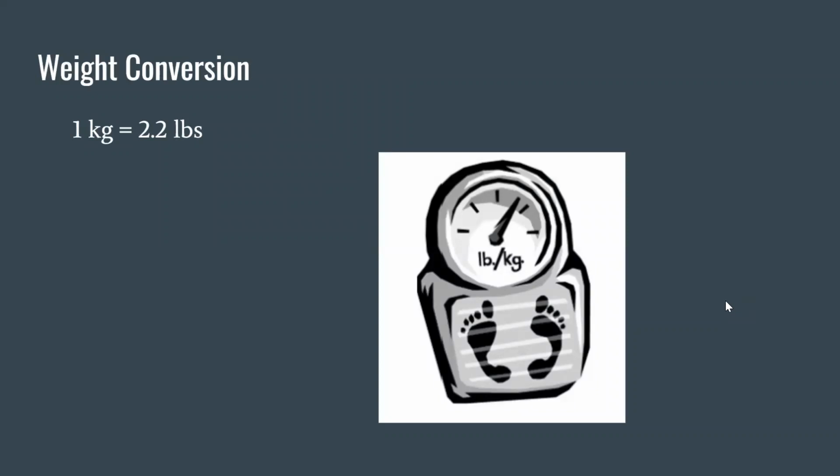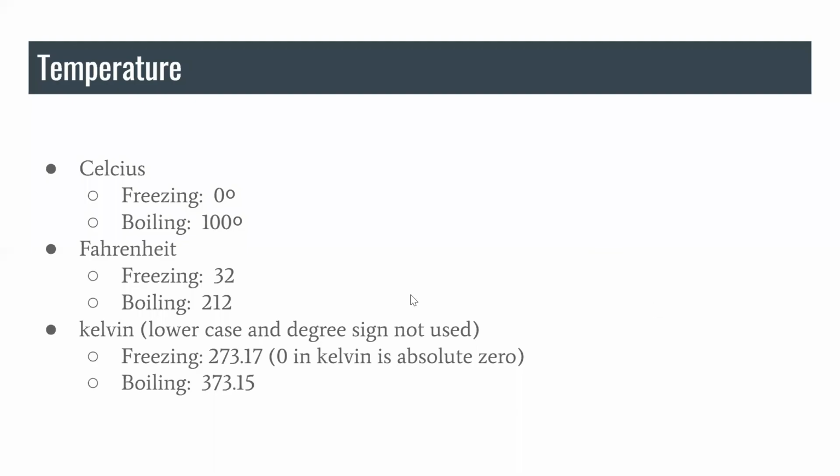For weight conversion, 1 kilogram is 2.2 pounds. And then temperature, all 3 of these are used in the laboratory at different times: Celsius, Fahrenheit, and Kelvin. Remember, when you're using Kelvin, it's a capital K and no degree sign.